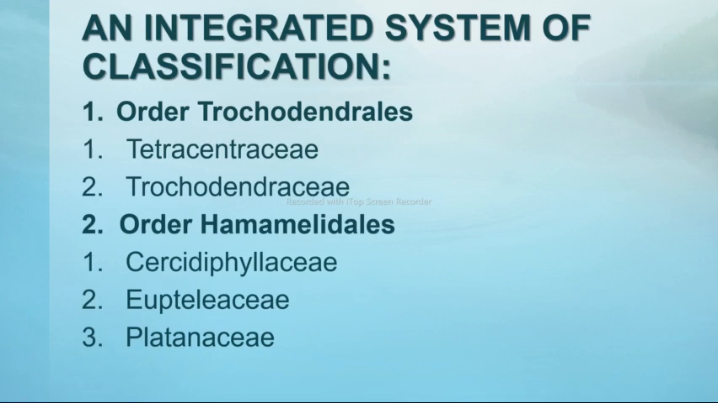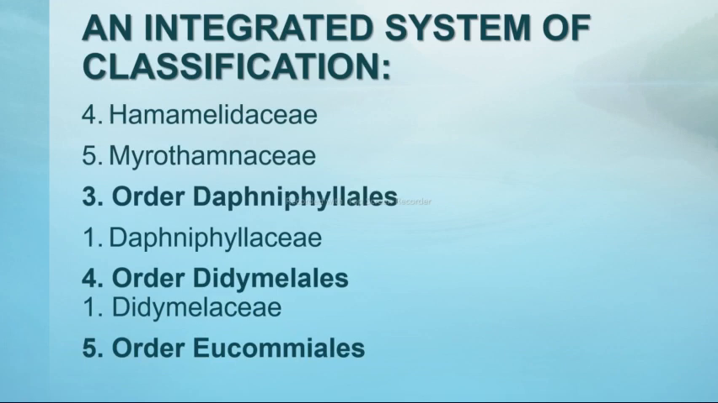Next is the Trochodendraceae, and the second order is the Hamamelidales, which includes the Cercidiphyllaceae, and the next is Eupteleaceae, and the third is the Platanaceae. Fourth is the Hamamelidaceae and Myrothamnaceae. The third order is Daphniphyllales, which includes the Daphniphyllaceae.